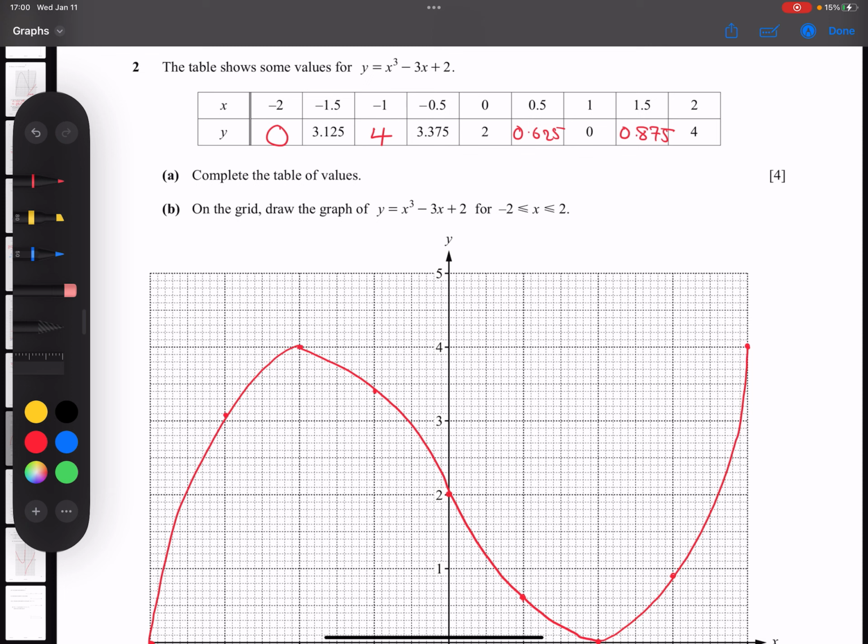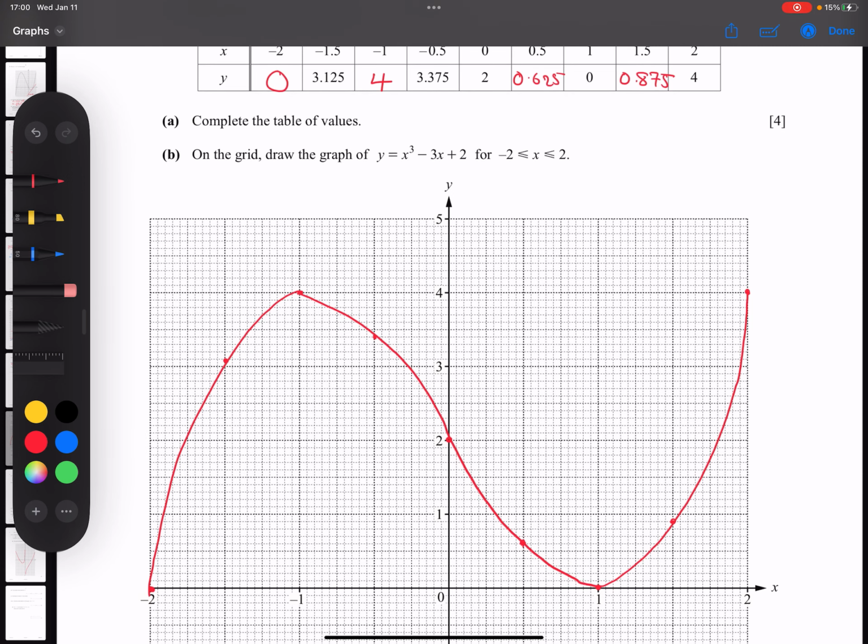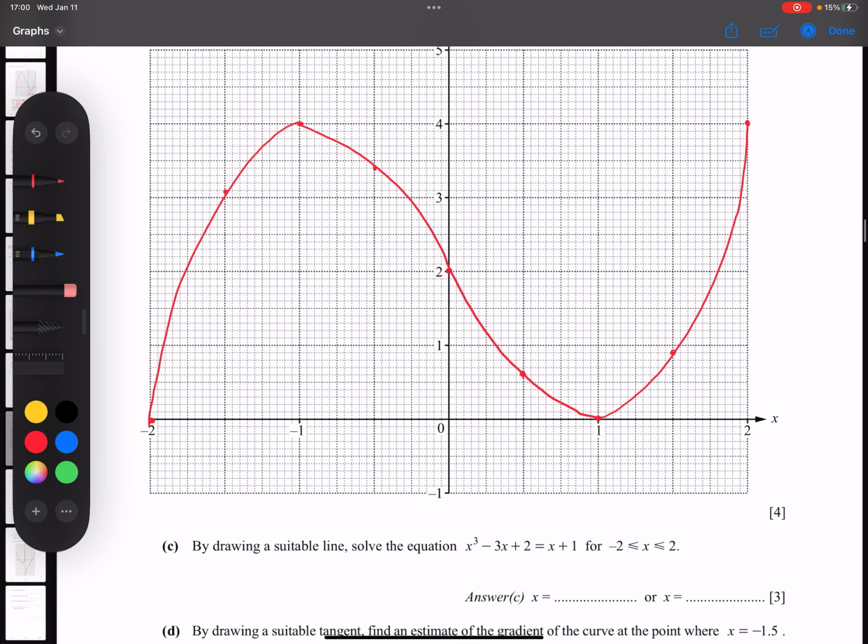Alright, hello everybody. Now this is the graphs worksheet that we're going to work on. I'm going to do even extra questions that are not even there in your worksheet yet. So I've already drawn this graph. It's a cubic function. I've input all the values in and I've drawn the graph, and directly I'm going to go to answering the questions.